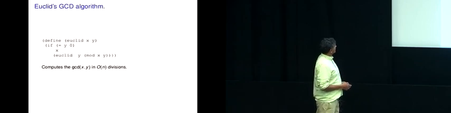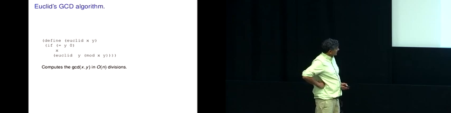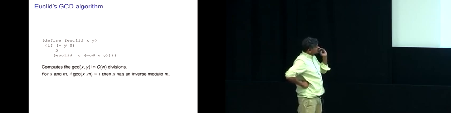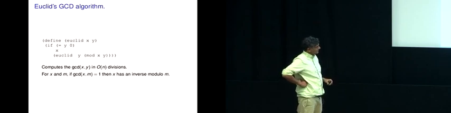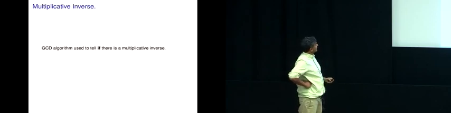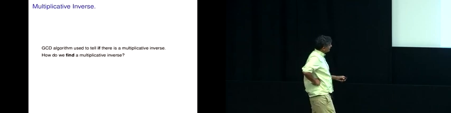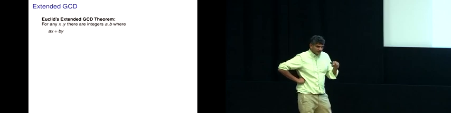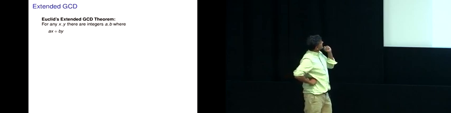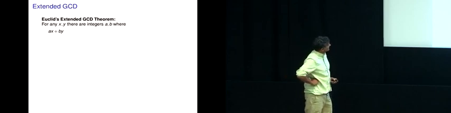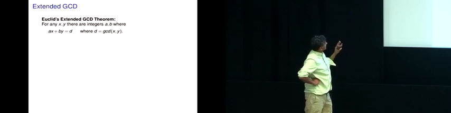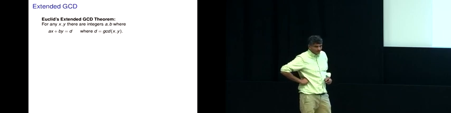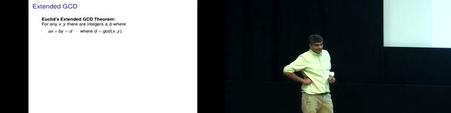So it computes the GCD of x and y in O of n divisions. Just to remind you, for x and m, if the GCD of x and m is 1, then x has an inverse modulo m. Okay, how do we find the multiplicative inverse? This is the key. There's a theorem: for any x and y, there are integers a and b where ax plus by equals d, where d is the GCD of x and y.